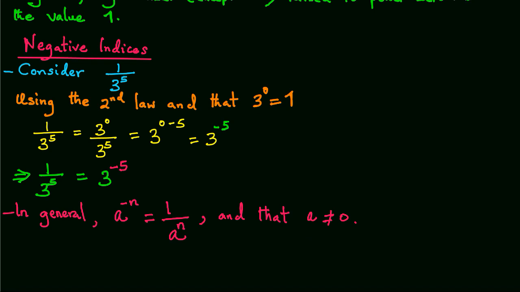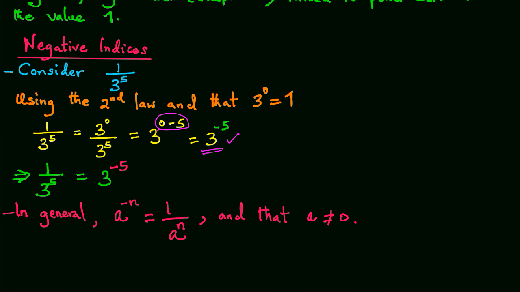So let's look at negative indices. So we consider 1 over 3 raised to power 5. Using the second law and the fact that 3 raised to power 0 is 1, we can rewrite 1 over 3 raised to power 5 as 3 raised to power 0 over 3 raised to power 5, which by the second law will be 3 raised to power 0 minus 5. And this gives 3 raised to power negative 5.